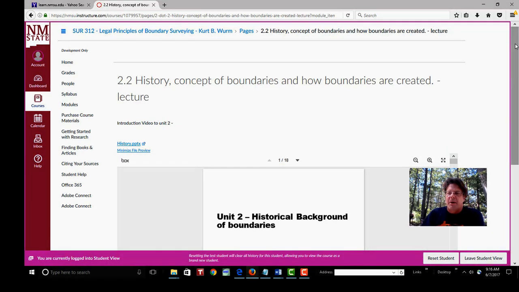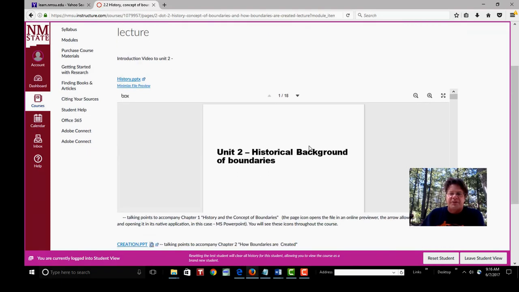You'll notice that the PowerPoint slides show up inside of a normal Canvas window, and it's showing me that I'm on slide 1 of 18 slides. You'll see this vary from unit to unit. These are intended to be talking points about the chapter, not necessarily a replacement for your reading, as it's fully expected that everyone will read the full material, but I have talking points that you can keep in mind as you read the material and think about your assignment. So looking forward, Historical Background of Boundaries, Unit 2. This set of slides correlates with Chapter 1 of our textbook.